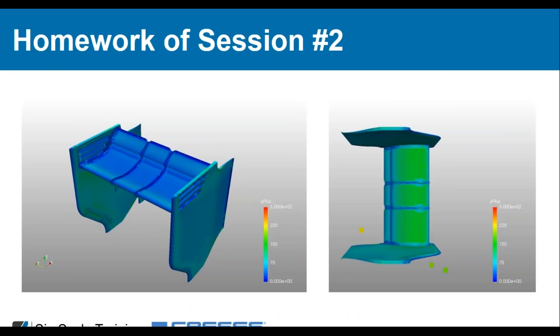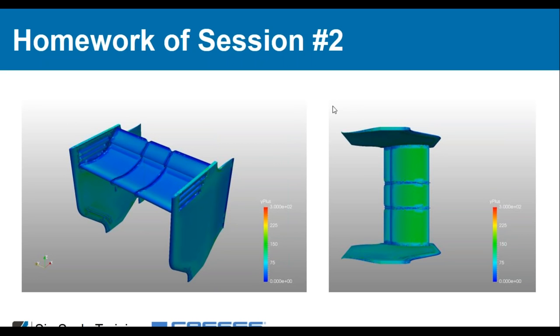Okay, and then we also have the Y plus values visualized here. As you know, Y plus is very important for having the right modelling of the boundary layer. Here you can see the different colors for different Y plus values on the surface of the rear wing.